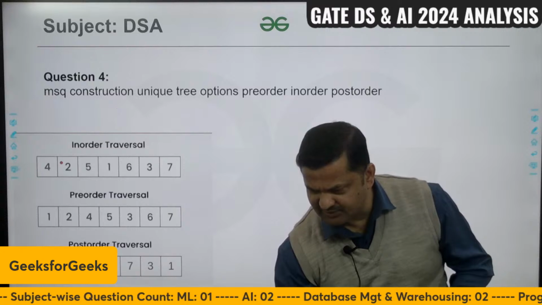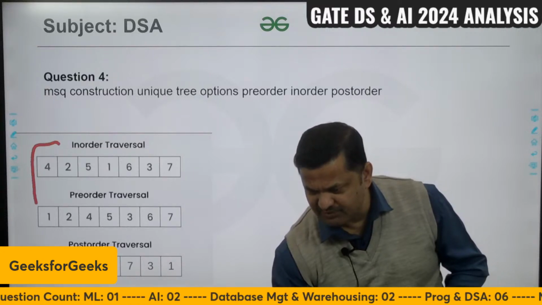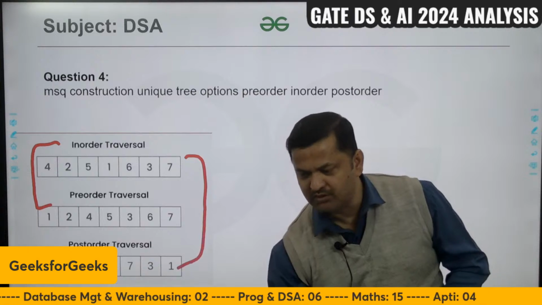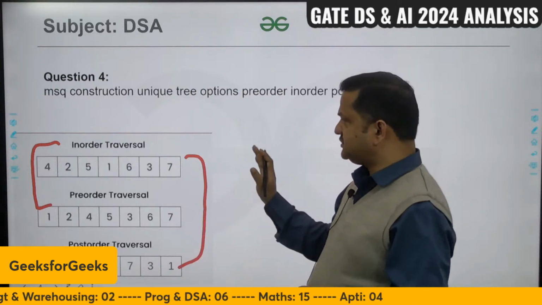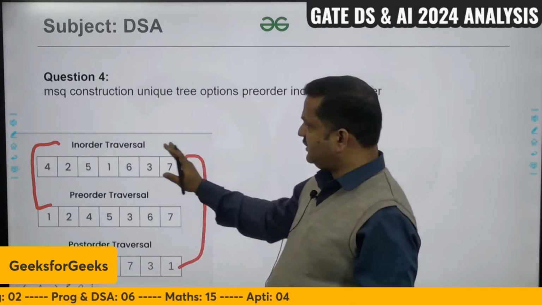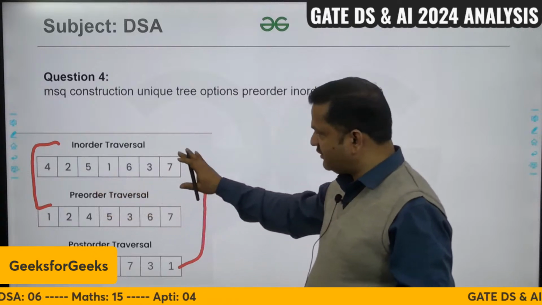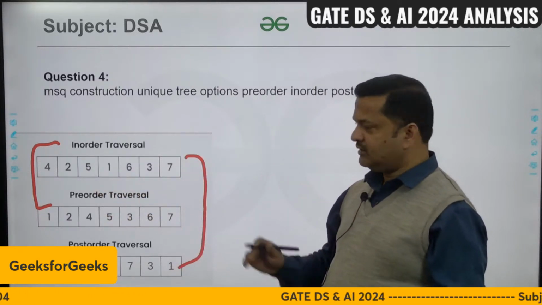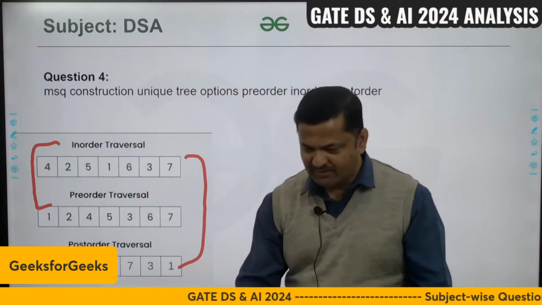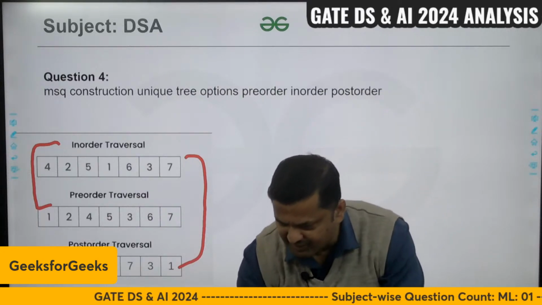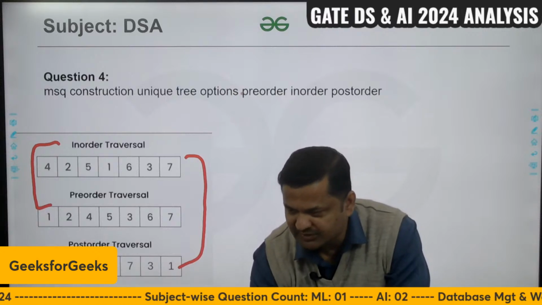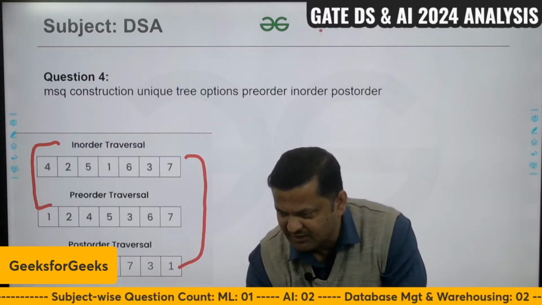So in this particular case, at least one combination should be there, whether it is in-order with pre-order, or in-order with post-order. This is the question that we have: either an in-order, pre-order combination or an in-order, post-order combination, and then we have to reconstruct the tree. So I'm just going to take a scenario where we have in-order and pre-order. That is your choice, or it is given in the question.